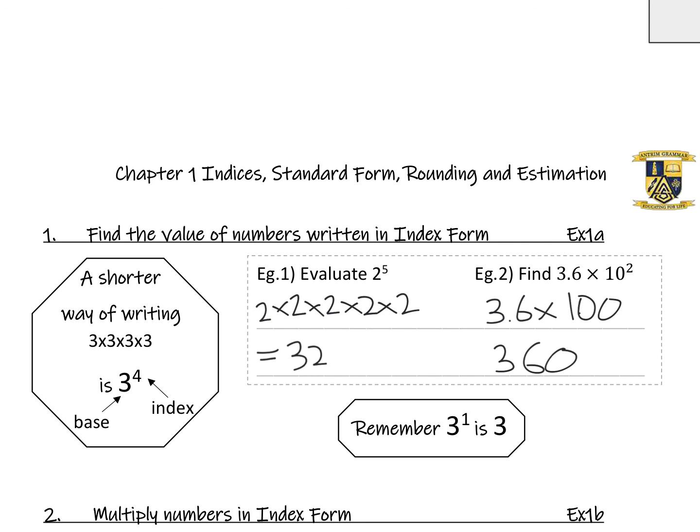Just a little thing to remember as well, that if you have 3 to the power of 1, that's the same as 3. Equally, 7 to the power of 1 can be written as 7. We just don't bother with writing 1 as the index when it is 1.